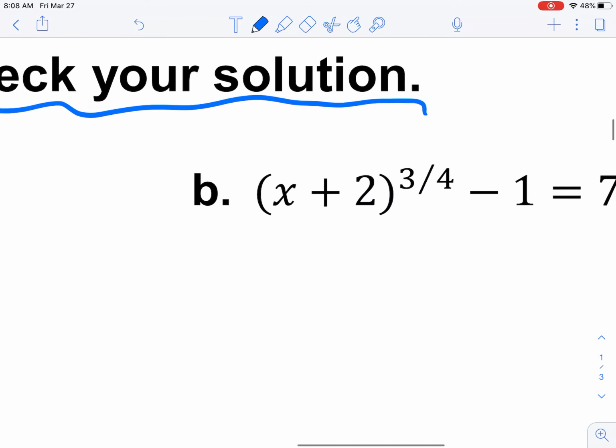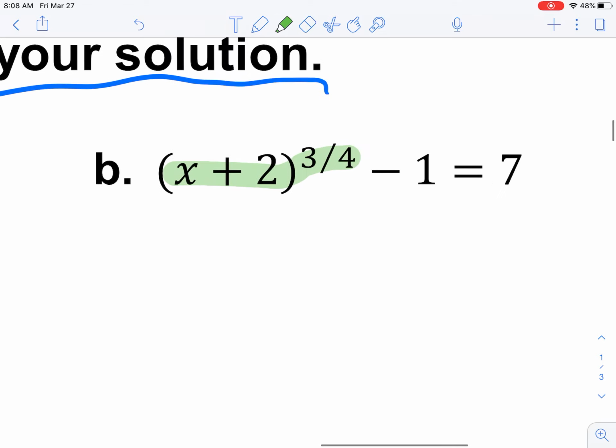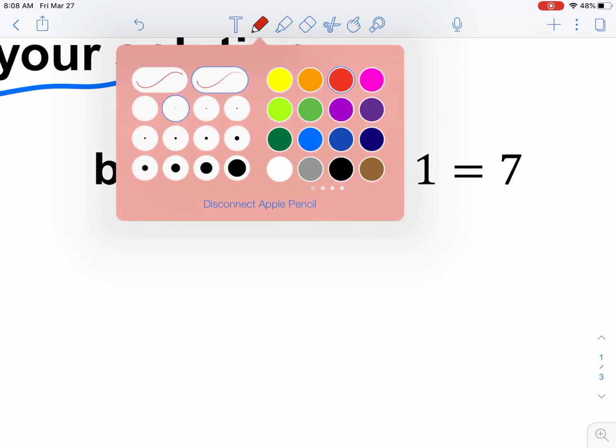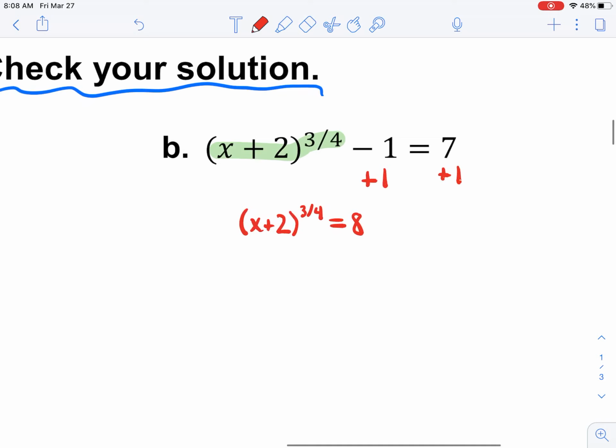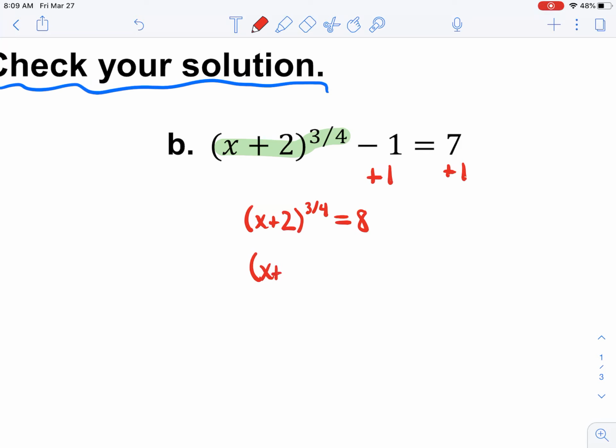The second one here, I want just whatever is being raised to the 3/4. So that is everything in the parentheses, so I do have to get rid of that -1 first. So I'm just going to add 1 to both sides. So then I'll have x plus 2 to the 3/4 equals 8. Alright, now this is by itself. So I'm going to go ahead and raise both sides, x plus 2, and it's going to look weird with all these parentheses, but that's fine. Raise it to the reciprocal, so that'd be 4/3. And then don't forget, raise 8 to the 4/3.